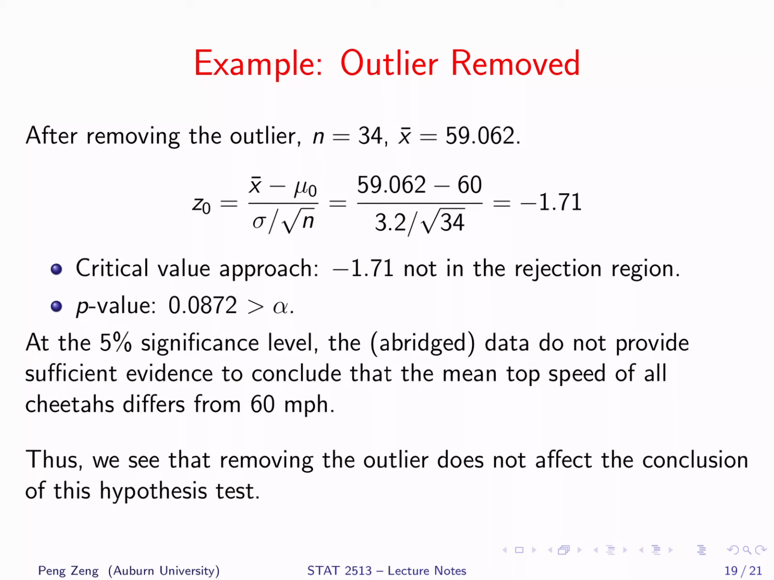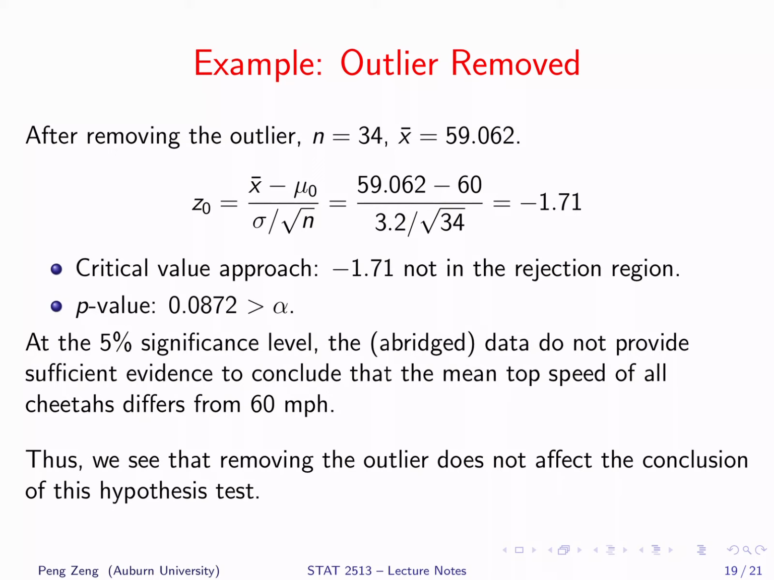It is negative 1.71. We can see that this test statistic is smaller than the previous test statistic with all data. If using the critical value approach, the critical value is plus minus 1.96. The test statistic does not fall in the rejection region. We do not reject H0. If using the p-value approach, the p-value is 0.0872. Although this p-value is smaller than the previous p-value, it is still larger than the significance level 0.05. Therefore, we do not reject H0.